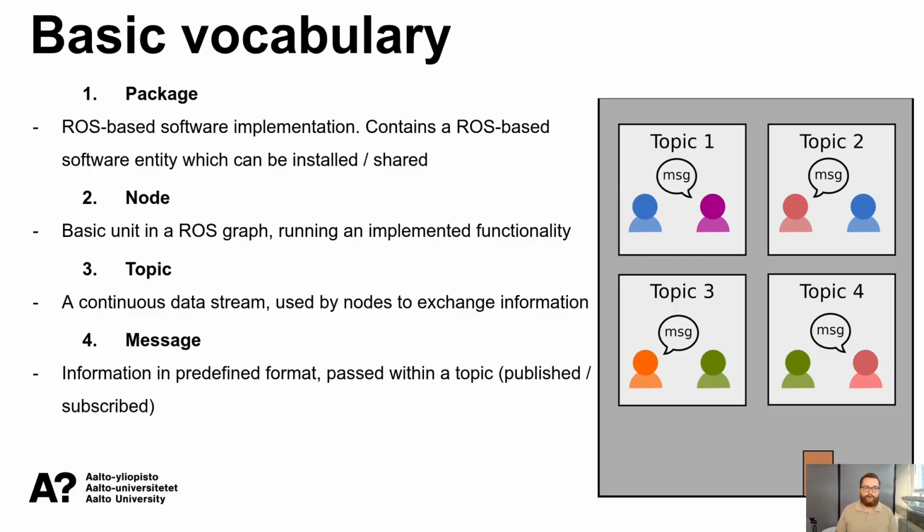And then the third one, a topic. A topic is a data stream that the nodes communicate through with one another. On the illustration here, topics are basically these rooms where you can see the nodes communicating with one another. And then fourth is a message. A message is basically a predefined format with which data is exchanged within topics. So again, in this illustration, we have a topic, we have nodes, and the nodes are talking with one another via messages.